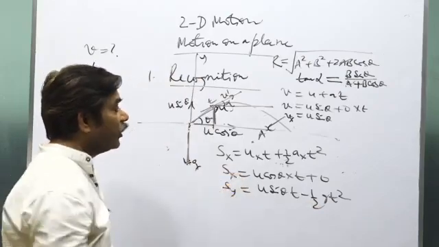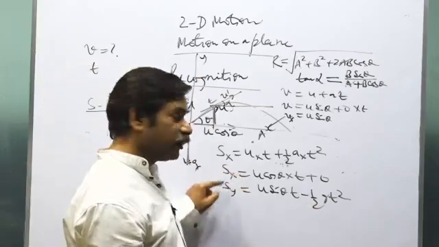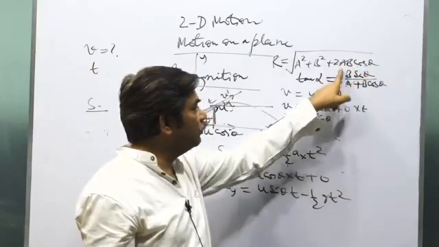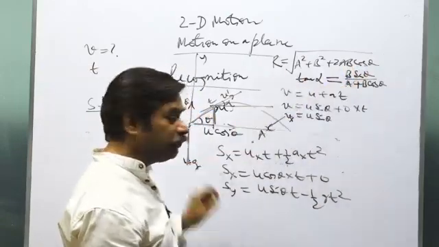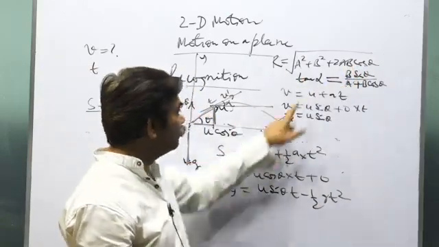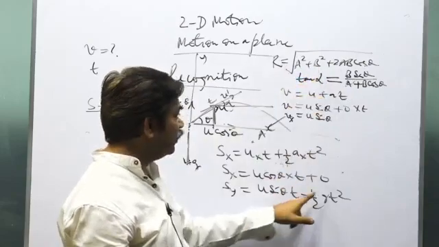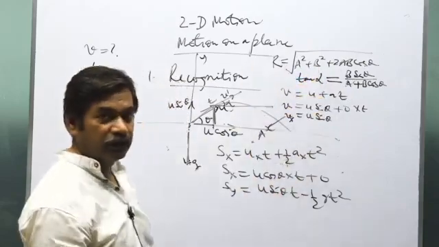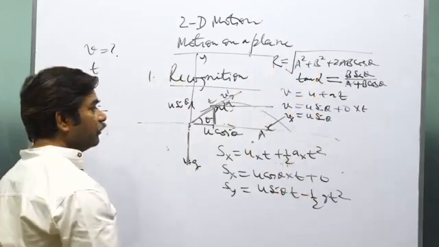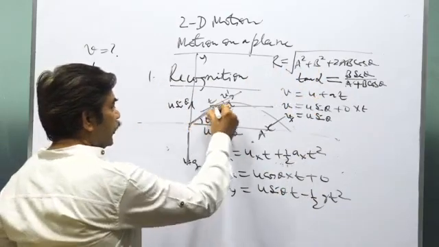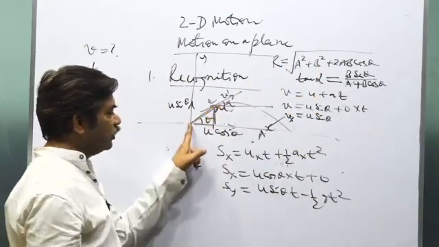These are also vector quantities. The angle between them is what? 90 degrees. So this term will become 0. In place of a, we'll keep sx. In place of b, we'll keep sy, and we'll get the resultant displacement. And you can also find its angle, that is, what is the direction of the resultant displacement from the initial position.